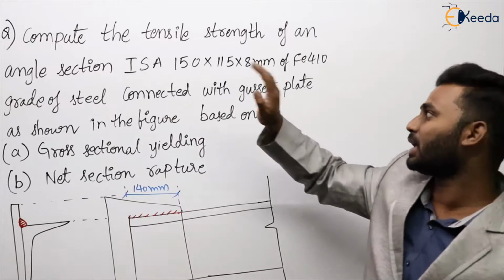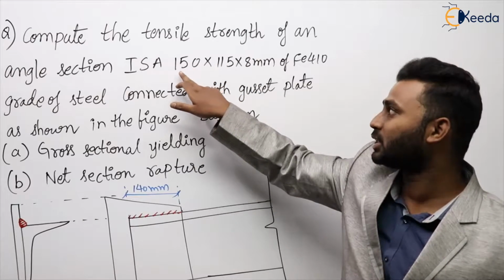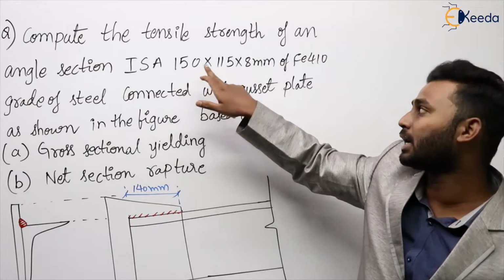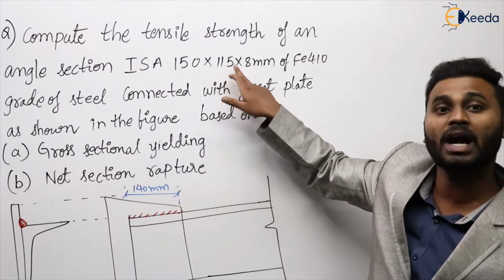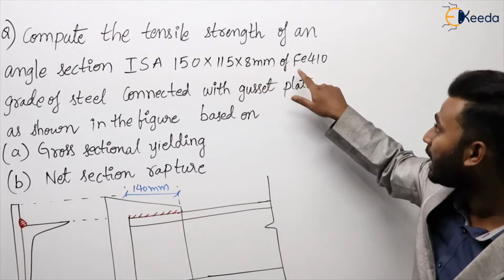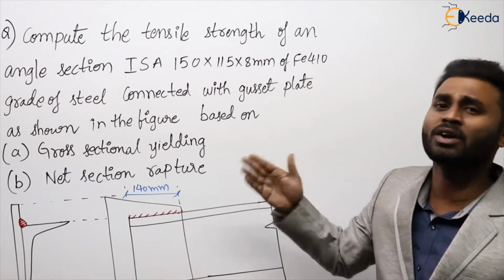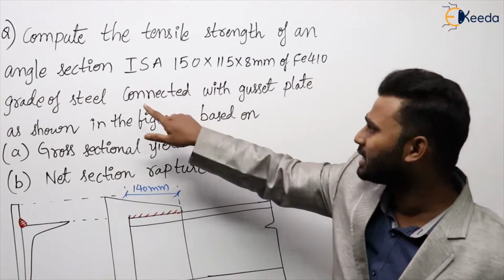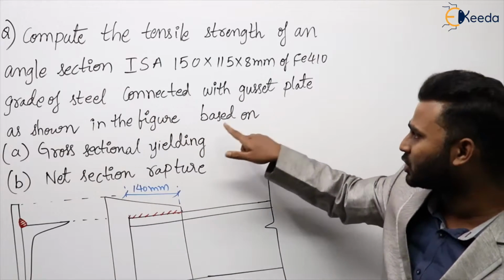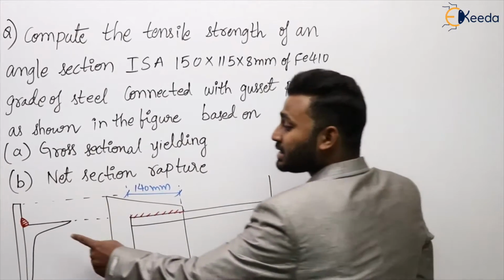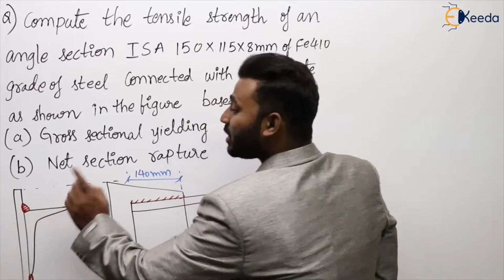If we look at the angle, it has two legs. One leg width is 150, another leg width is 115, and the thickness is 8 mm. The steel is of grade Fe410. If it is not given, then we are going to assume the same thing. Clear? Next, it is connected with a gusset plate as shown in the figure. Now if you see the figure, this angle is connected to the gusset plate by using weld.